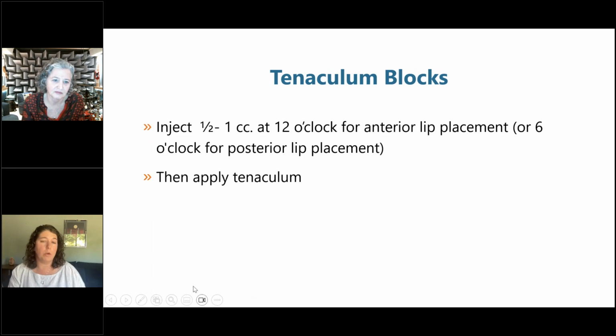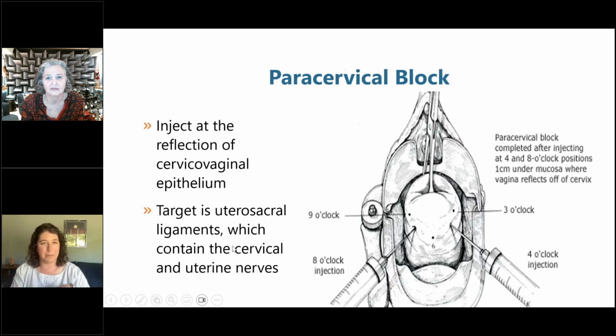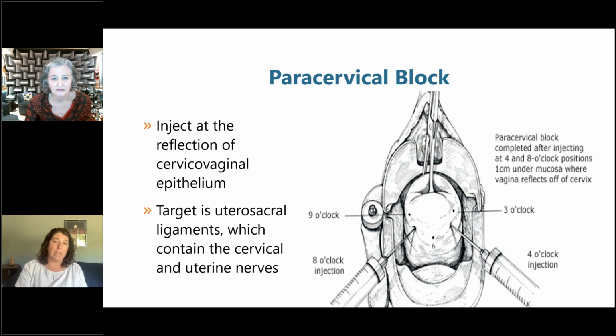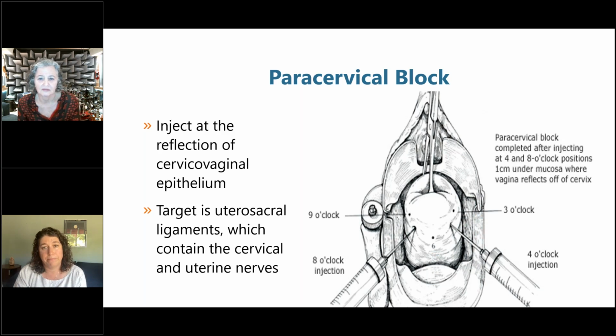We're going to talk a little bit more about other things regarding the tenaculum. Someone asked a question about the newer suction tenaculums, and we'll talk about that. But definitely tenaculum blocks can be helpful for the pain of the tenaculum placement. So Patty, do you want to talk about a paracervical block?